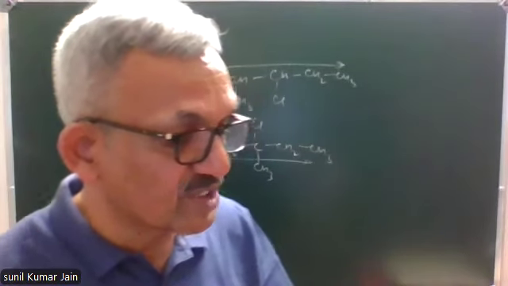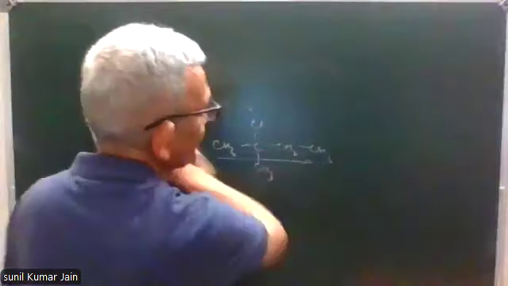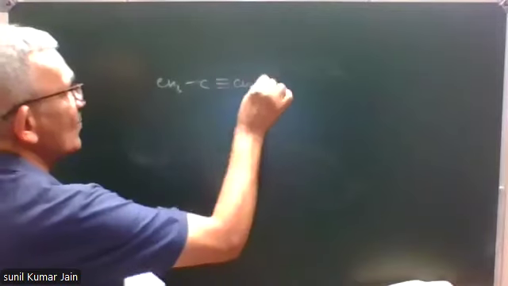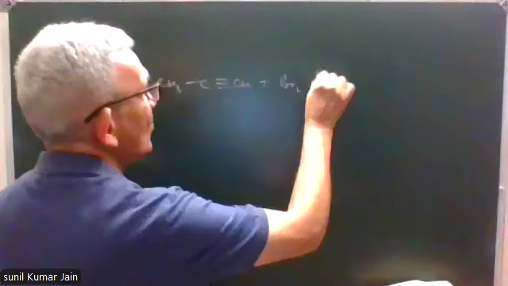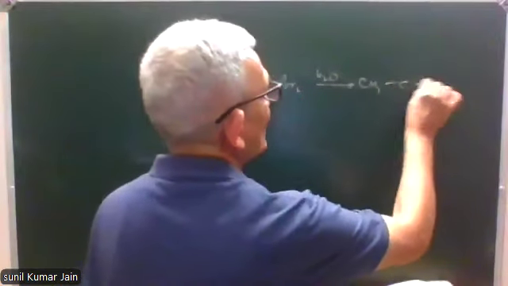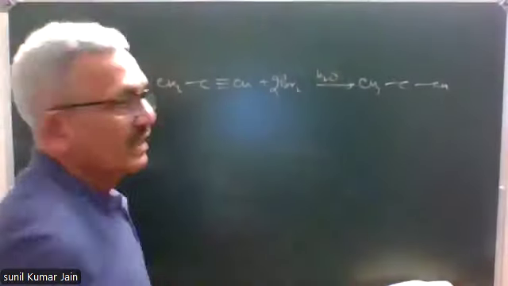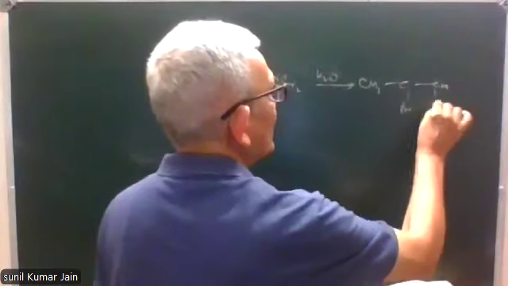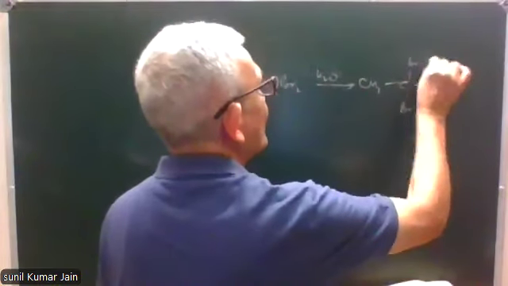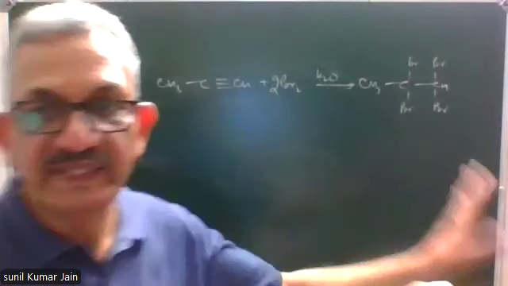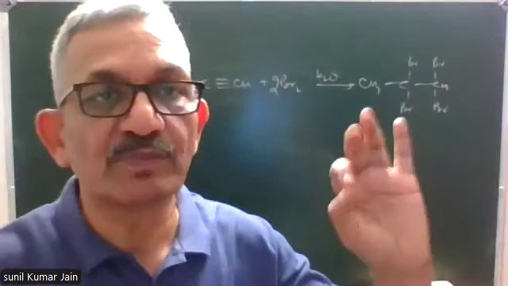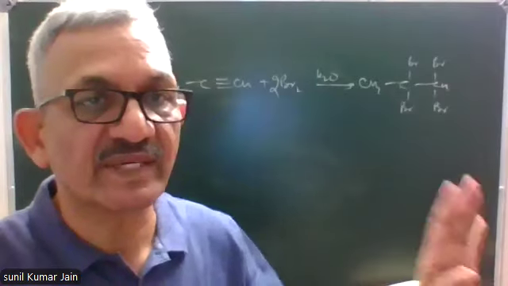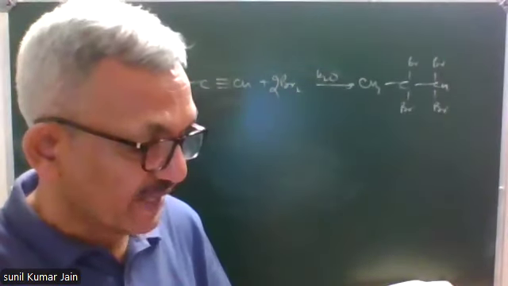Propyne is treated with bromine water. See, there are 2 pi bonds, therefore 2 molecules of bromine will be added. You'll write the equation and then you'll write, during this reaction, bromine water gets decolorized, right? Bromine water gets decolorized. That is the main thing you have to write.